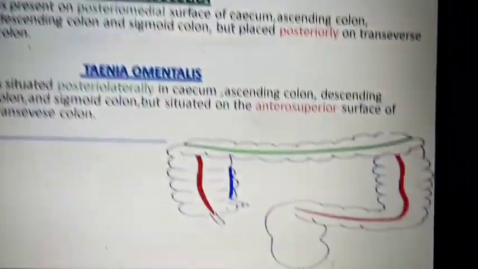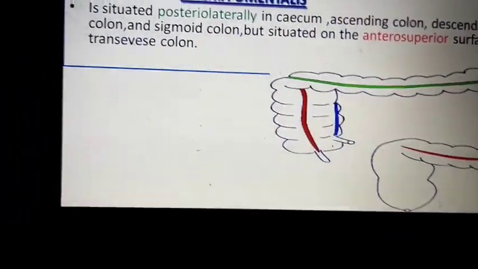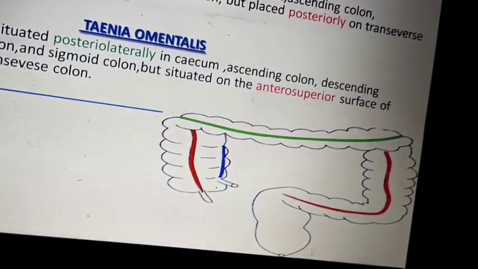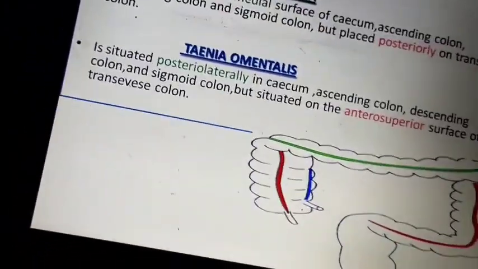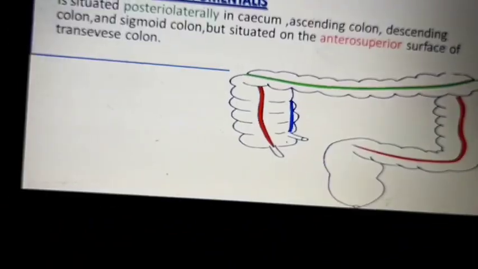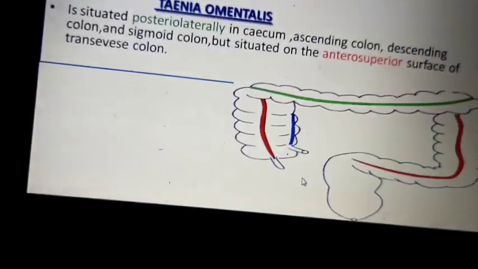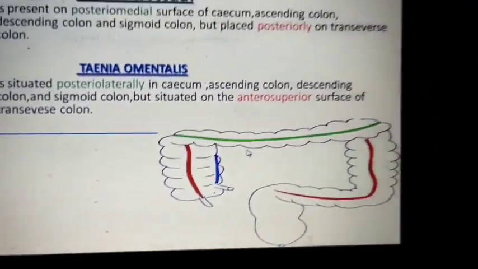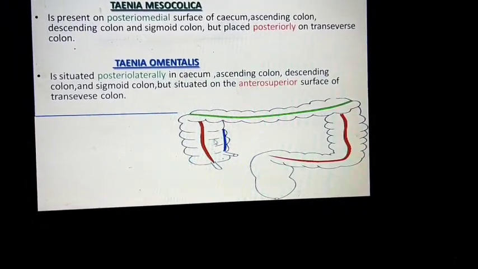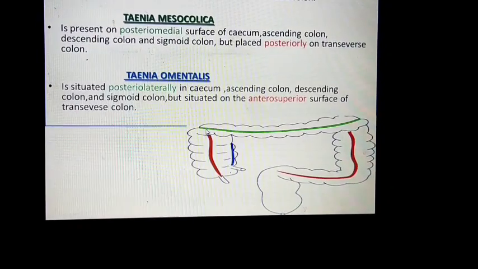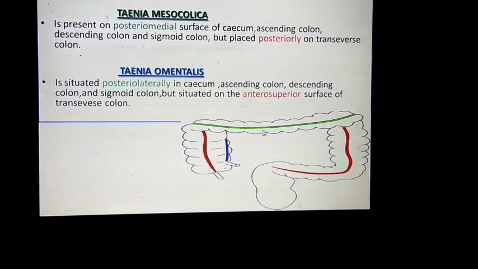Okay, in this picture you can see this red color. What is the red color denoting? This is nothing but your tinea libera. And what you can see as blue color is the tinea mesocolica, and what you are seeing in green color is the tinea omentalis. These are the three in number: tinea libera, tinea mesocolica, and tinea omentalis.